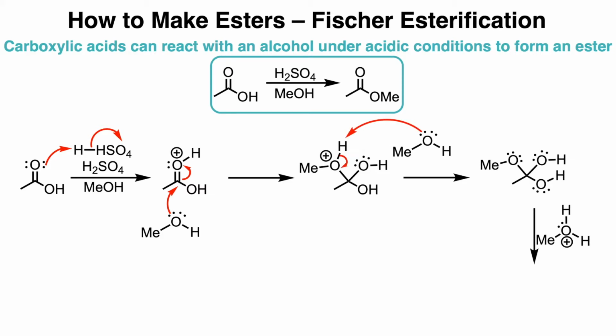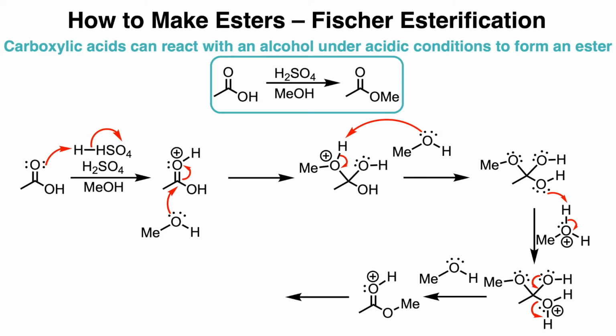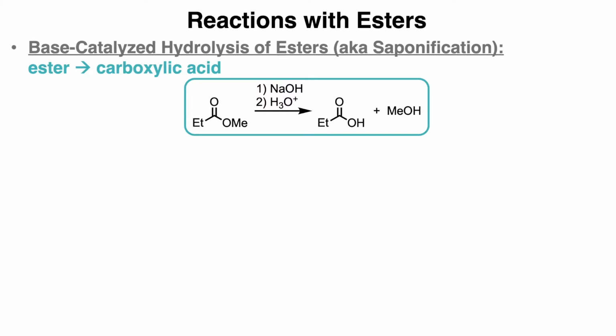Then a proton transfer occurs to make the OH group a better leaving group, and one of the lone pairs from OH comes down to reform the carbonyl pi bond, allowing water to leave. Then another mole of methanol comes in and deprotonates the extra hydrogen atom to form the ester product. Now let's talk about various different reactions that start with esters.